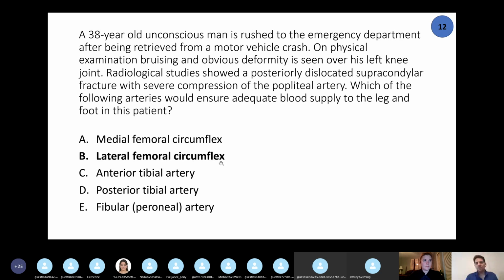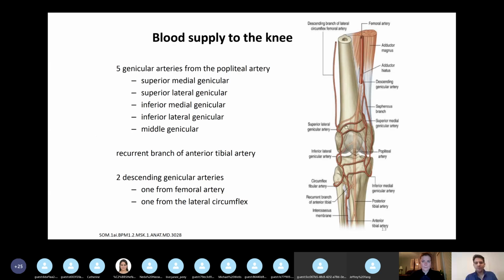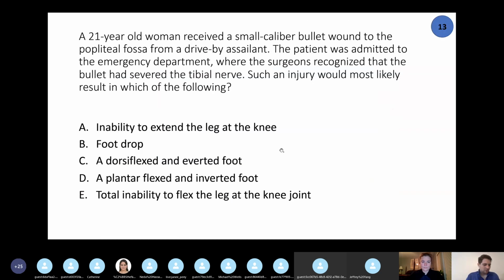The lateral femoral circumflex is going to give blood supply to the leg and foot in the event that the popliteal artery is compromised, and you could see that here. Find the fibula. You're on the lateral side, so this drainage would come here if the popliteal artery was compromised. Good, y'all are doing well.